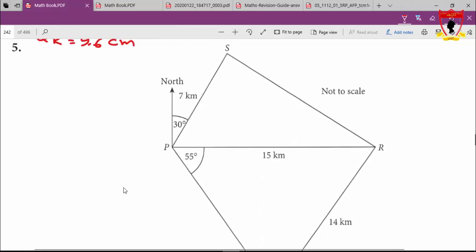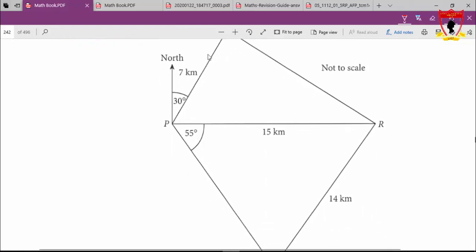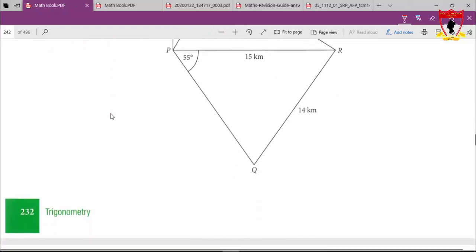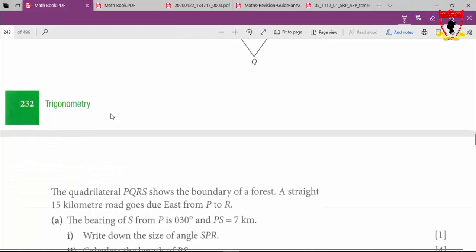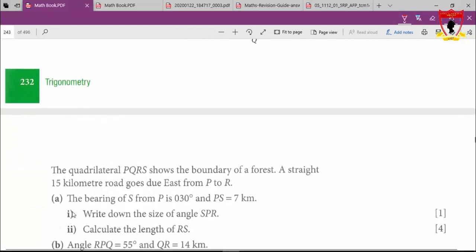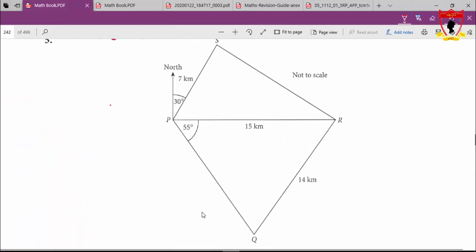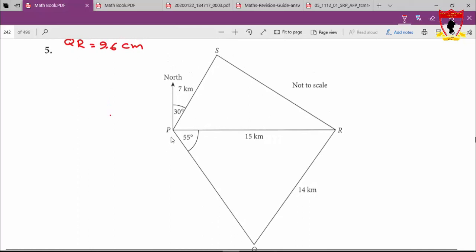Question 5. Here is a diagram. Let's see, what should we do? The bearing of S from P is 30 degrees. PS is 7 kilometers. Write down the size of angle SPR. We need to find this angle. This angle is missing.